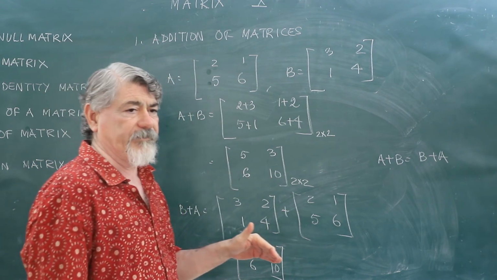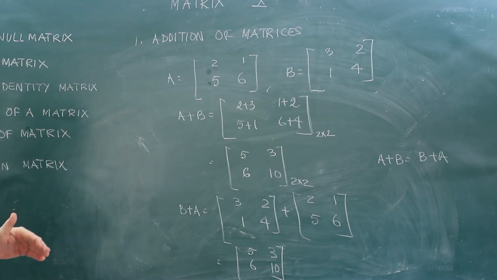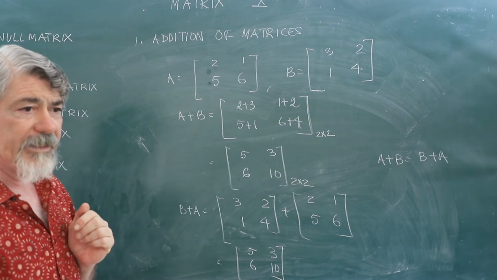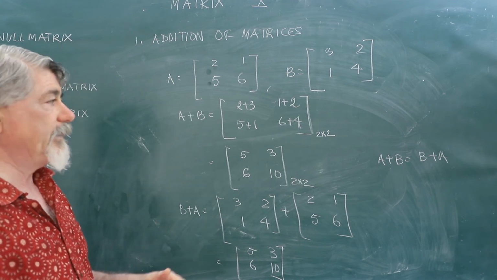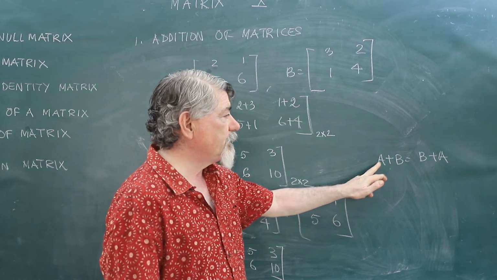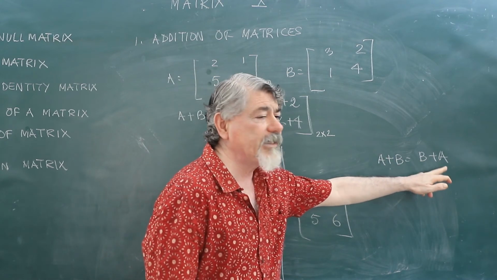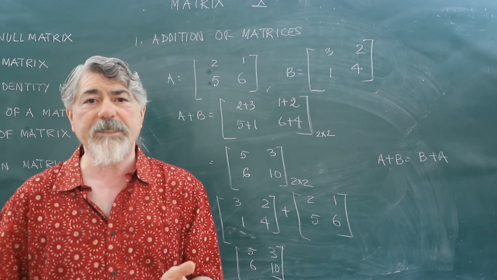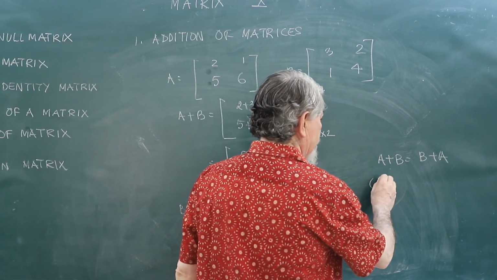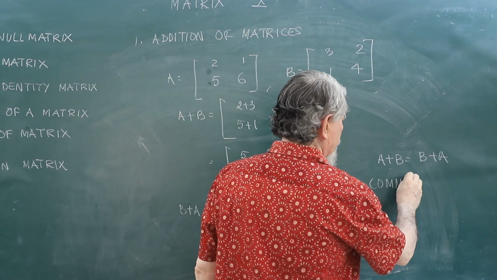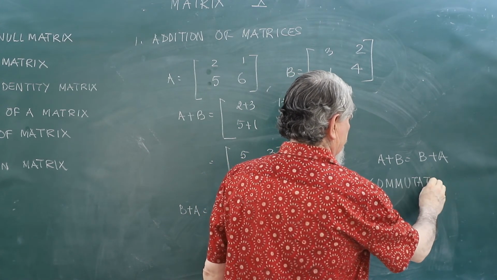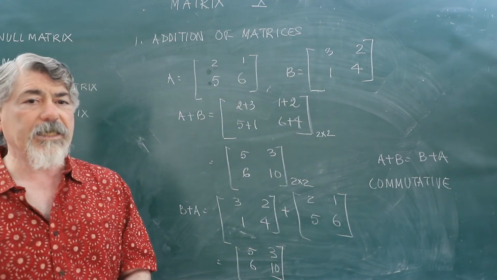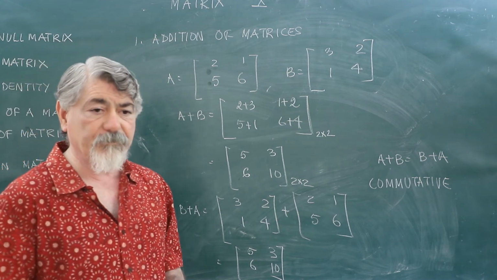Addition is commutative for matrices. It means A plus B is equal to B plus A. Whether you write A first and add it to B, or whether you write B first and add it to A, the results are same. So A plus B is equal to B plus A is commutative property. So matrix addition satisfies commutative property.